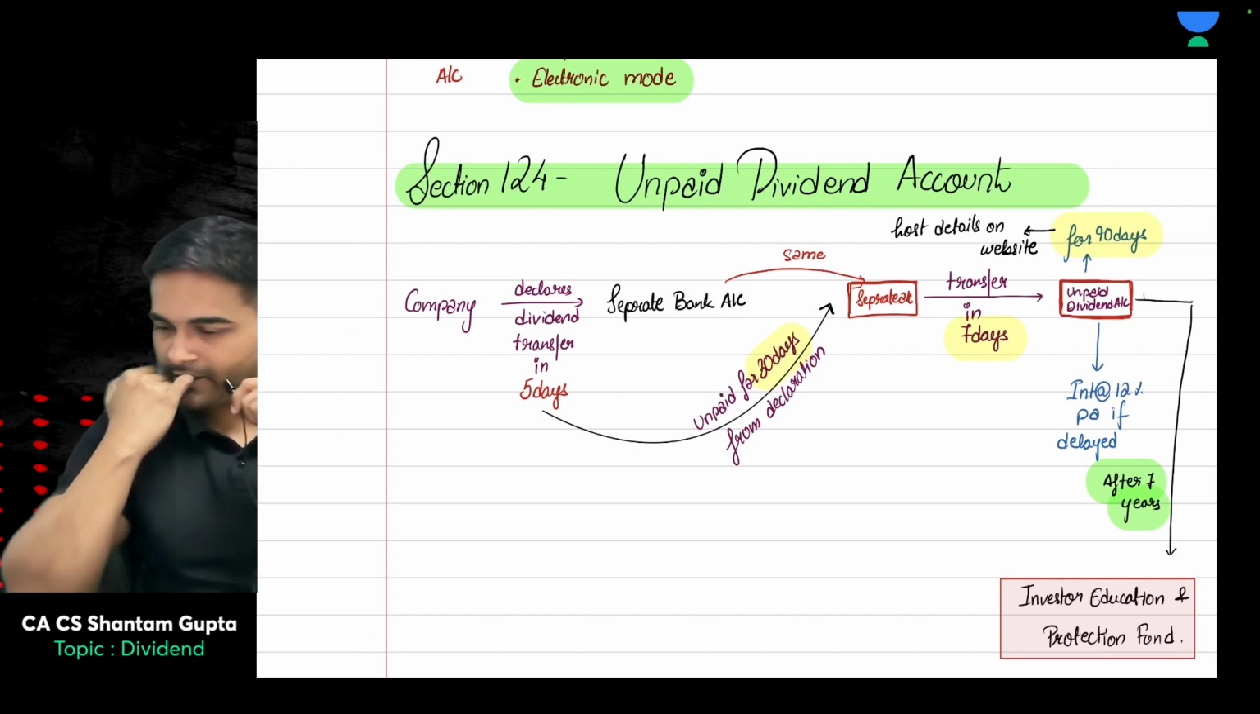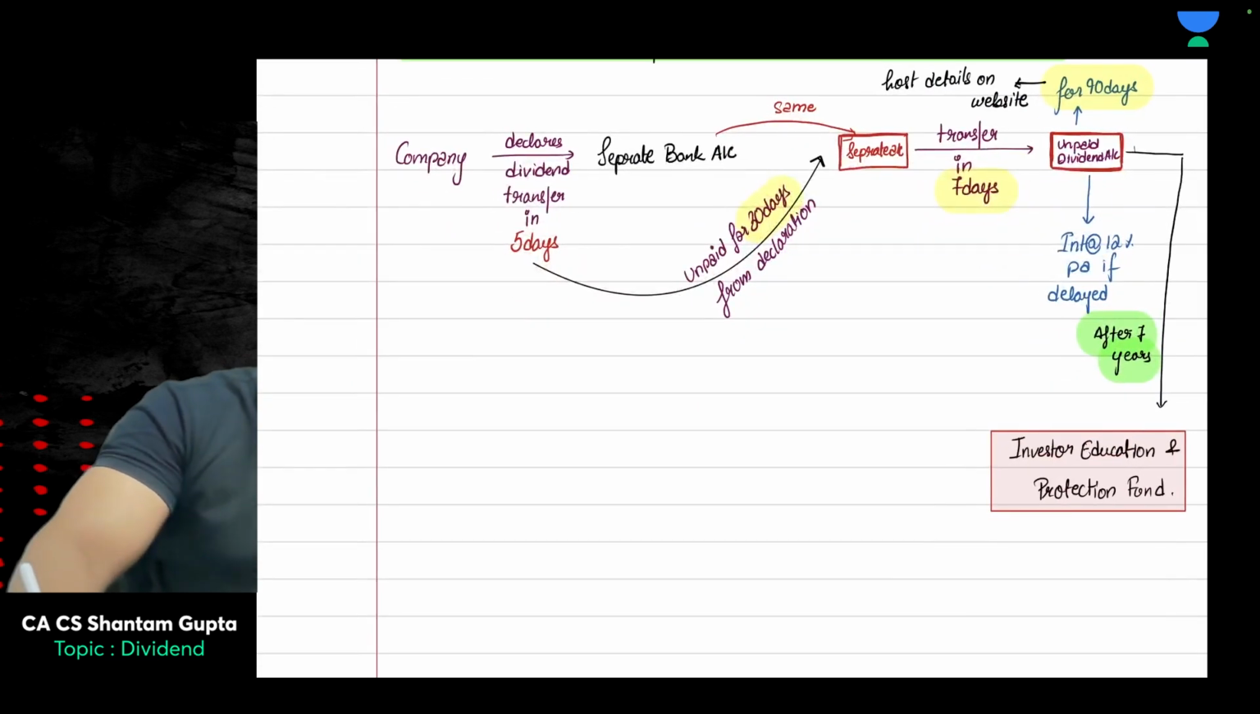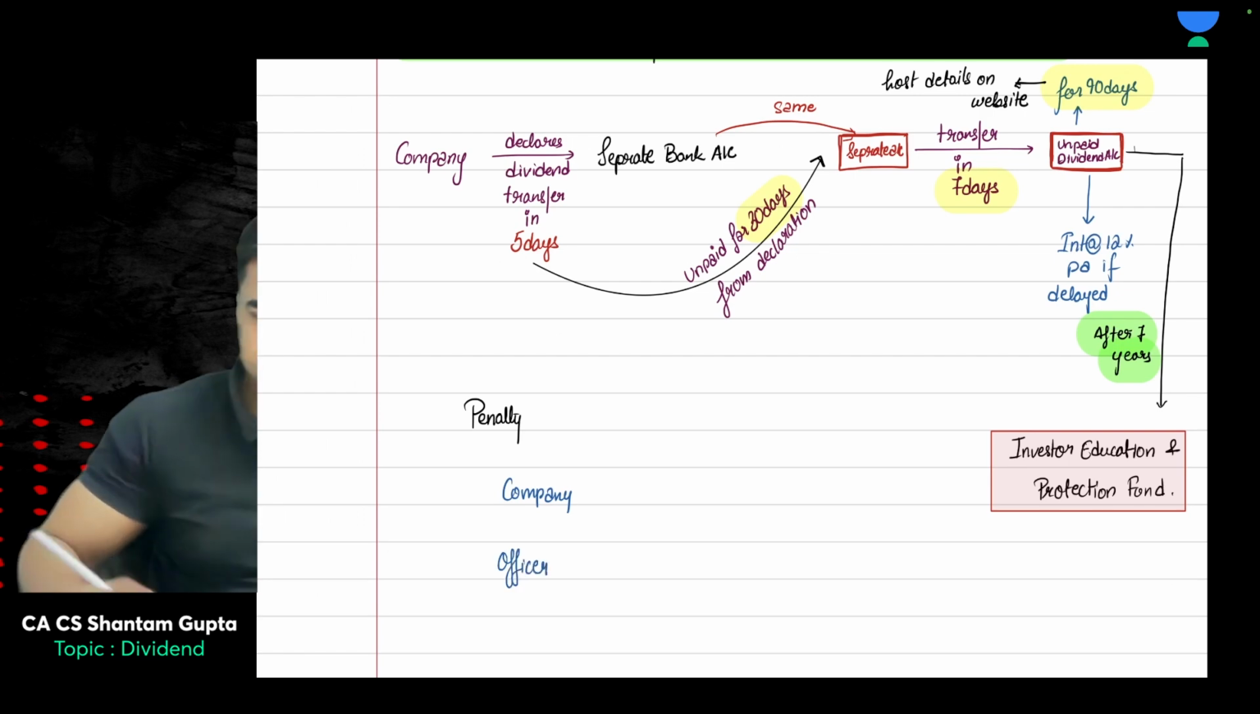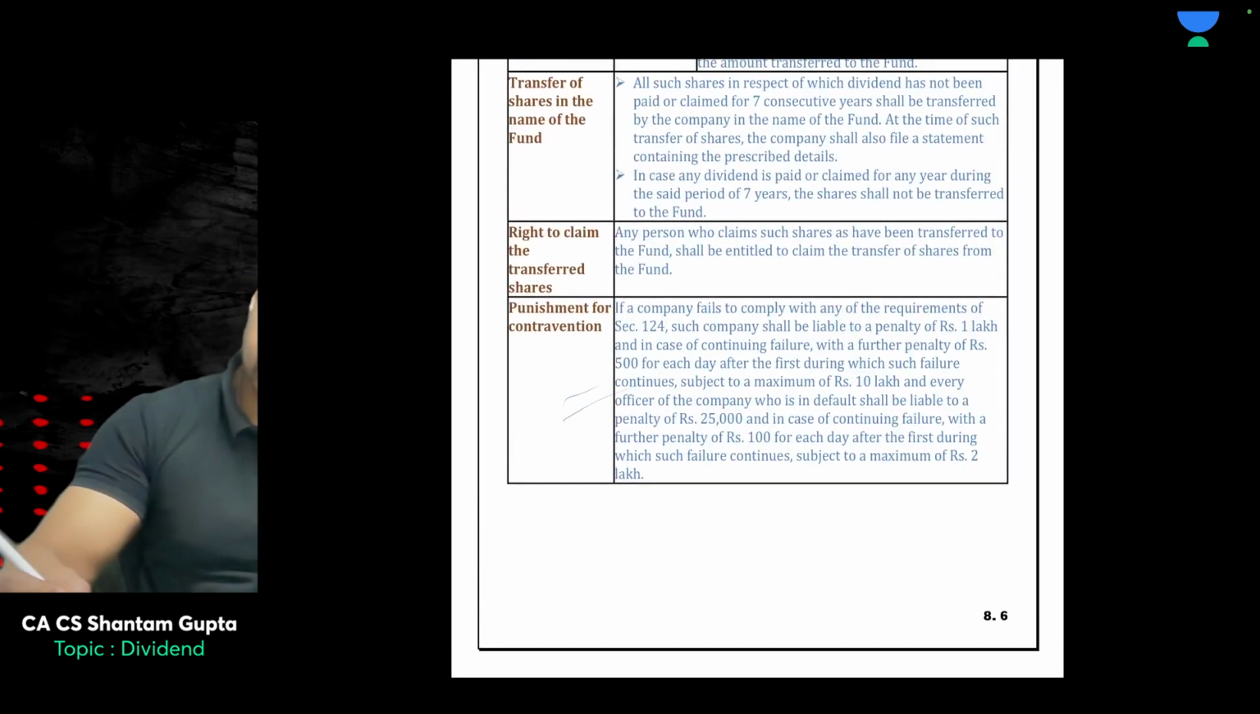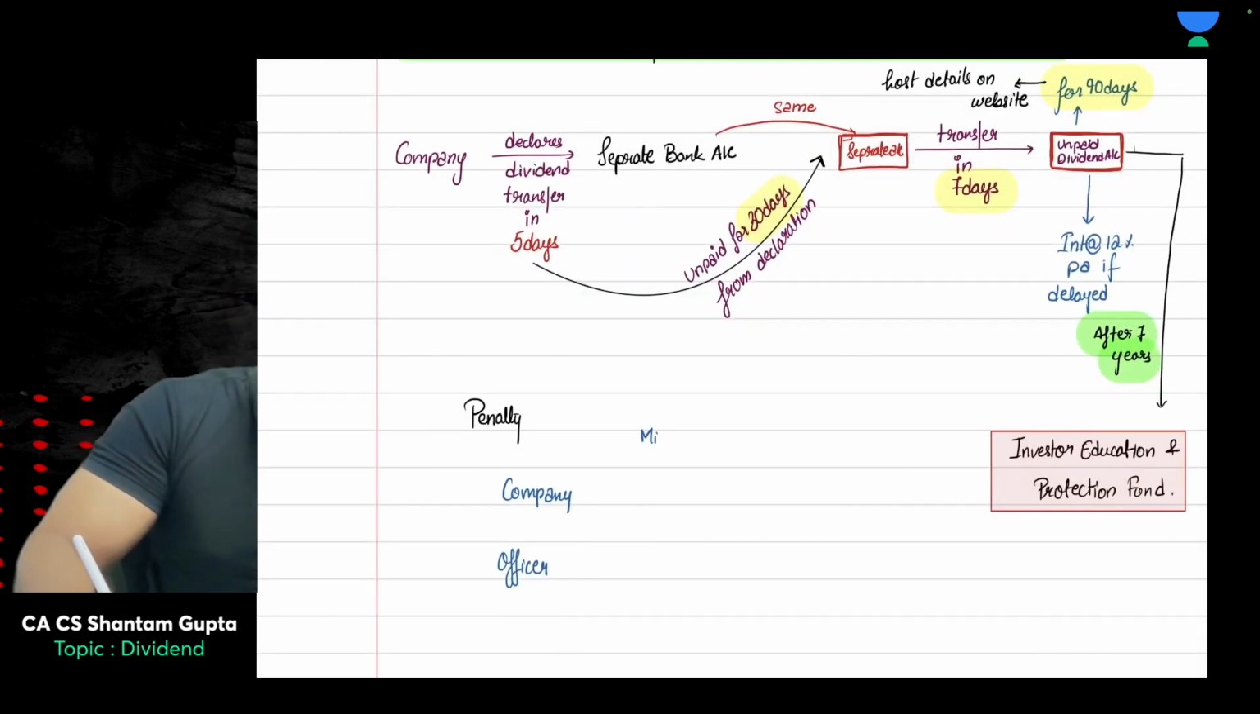Let me just write the penalty here. Company and officer, penalty is given here. 1 lakh, in case of continuing failure penalty 500 each day during which the failure continues, subject to 10 lakh. So 1 lakh to 10 lakh and 500 per day. Minimum, maximum, per day.